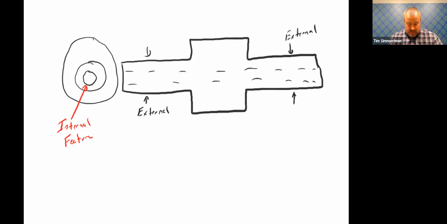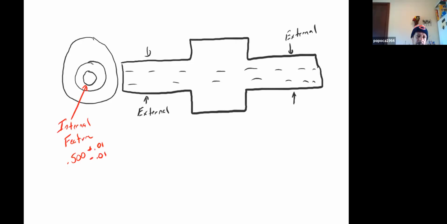Now, if that hole was 0.5 inches in diameter, and we were to say you had a tolerance of plus 0.01 minus 0.01. Everybody following along? Yeah. If I wanted to know the maximum material condition for that hole, at what point is the part its heaviest? What size would that hole be when the part is at its heaviest?